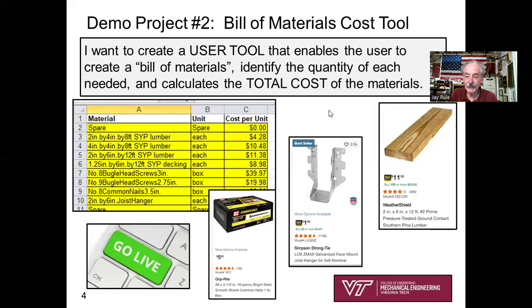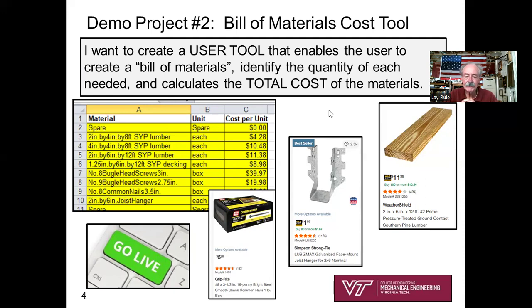So here's our project number 2. I want to create a user tool that enables the user, it could be me, it could be you, somebody we want to share this with, to create a bill of materials, select a material, and then identify how many you need of that material. And then the tool will calculate the cost of that material and then add up all the materials you need. So, wow, I hope that you can imagine a use for this.